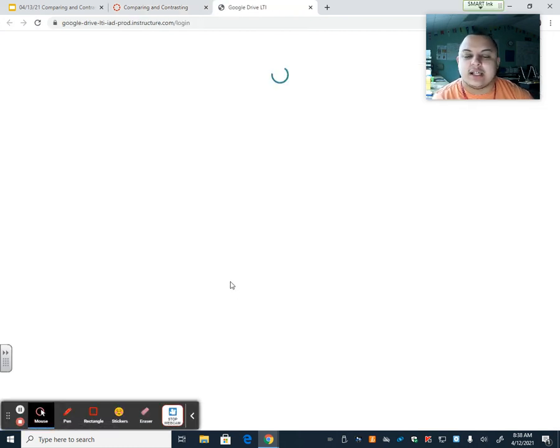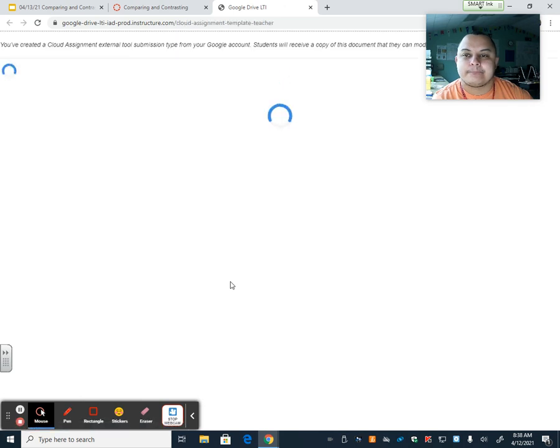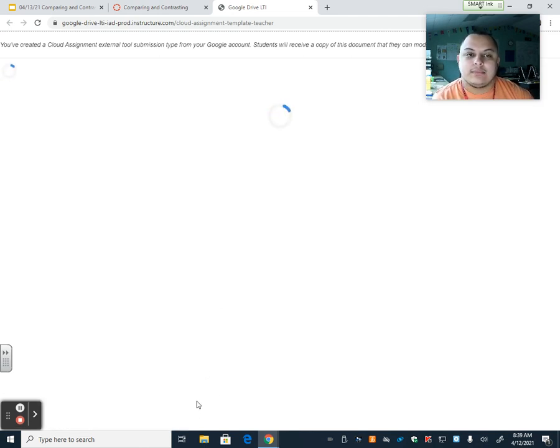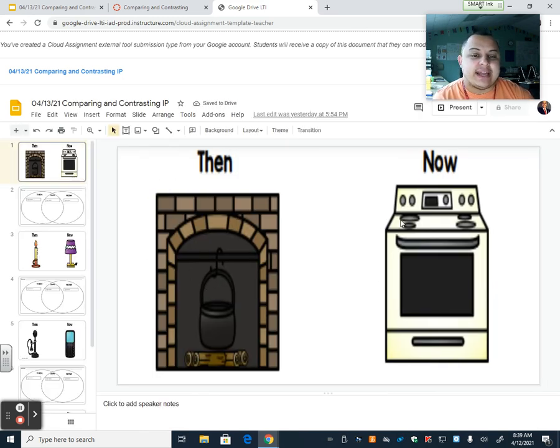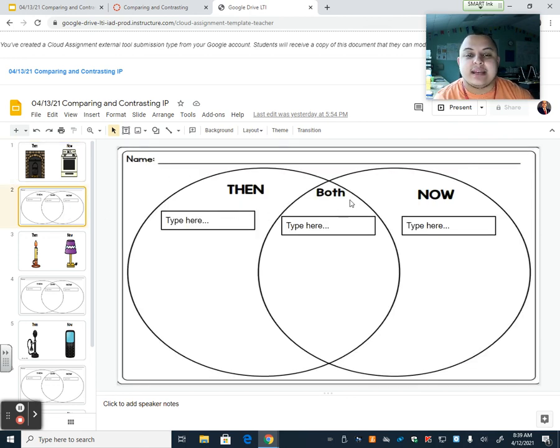This is what your assignment's going to look like. If it loads properly, this is exactly what it's going to look like. All right. So you're going to look at things from then and now. These are ovens or stoves, whatever you call them in your house. Now, this is what our stove looks like. This is what we used to cook. Back then, this is what they used to cook, like way, way back. So you would compare and contrast then, both, and now.